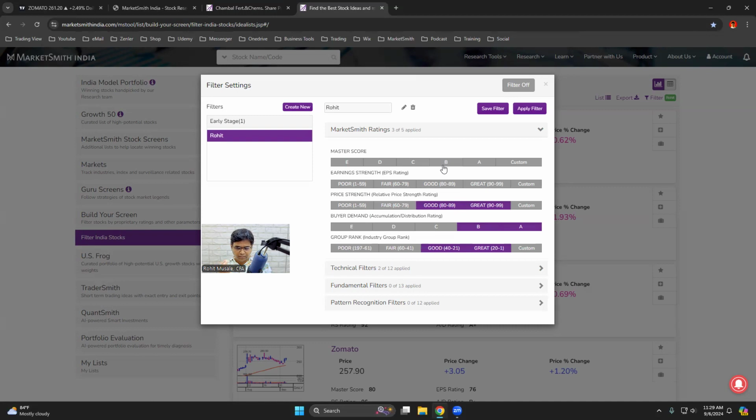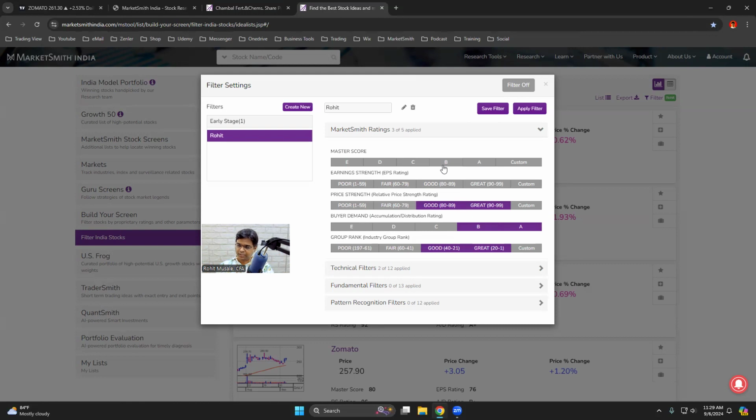So again, let me repeat, master score rating should be A or B, or the rating should be above 60. 60 to 80 is B rating. 80 to 99 is A rated. If you don't want to remember the number, just remember A or B. That's it. Simple. That's a filter for you there. So I hope you understand master score.